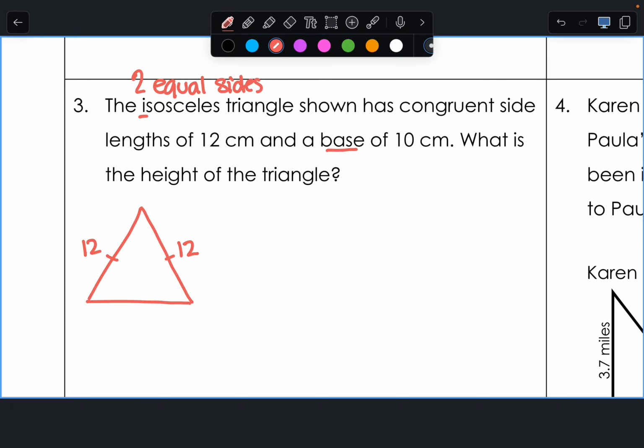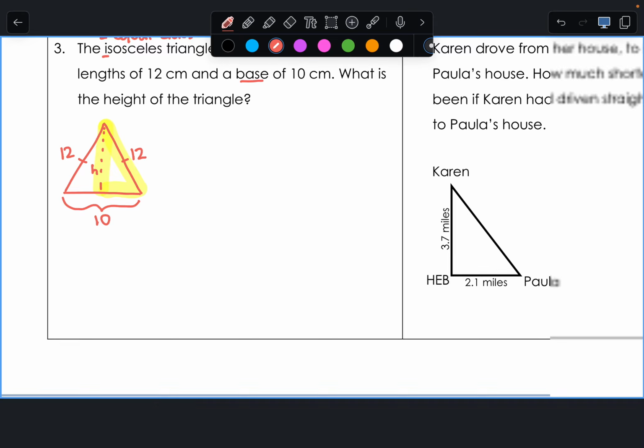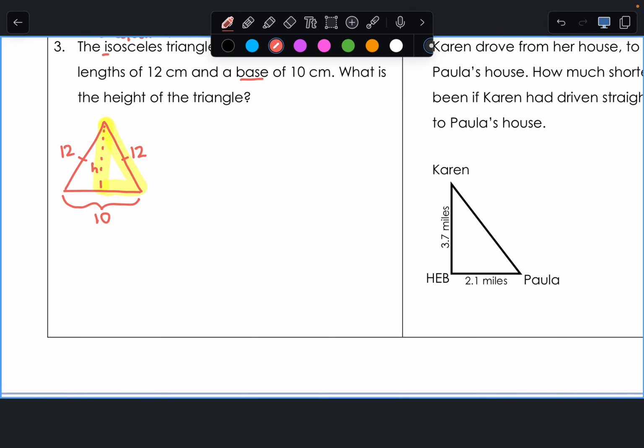Okay, the base, the bottom, everything is 10 centimeters. What is the height of the triangle? The height is from the middle to the tip. So if you pay close attention, your right triangle is inside the isosceles triangle. So what would be helpful is if you take this triangle and draw it. Draw just the right triangle outside.